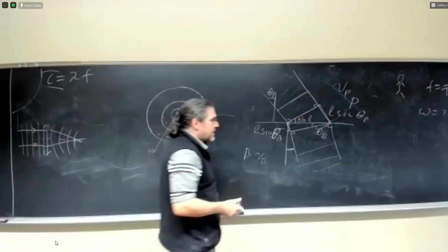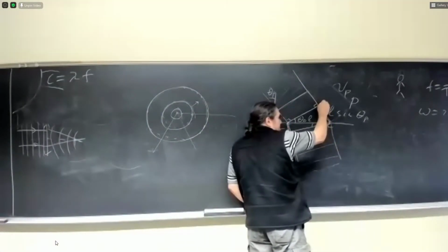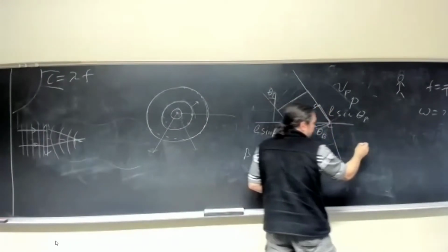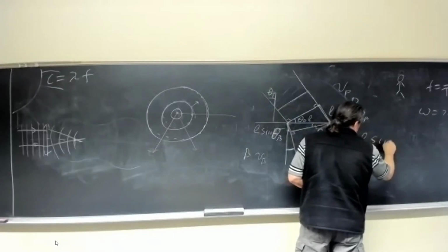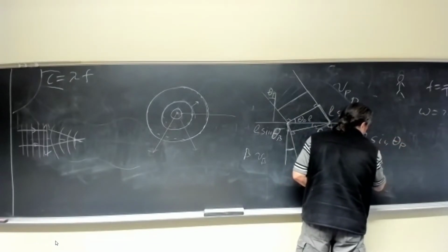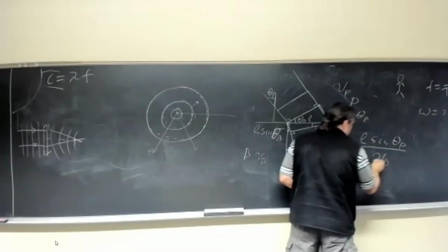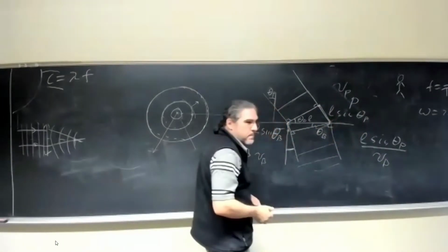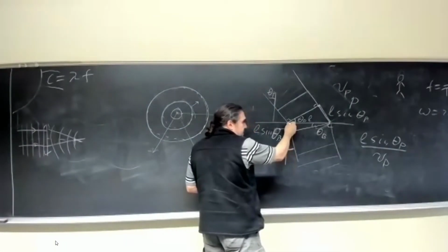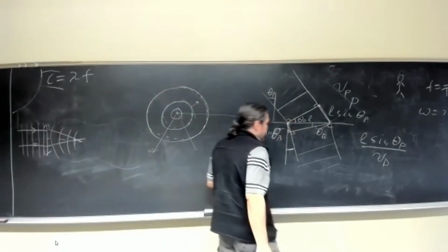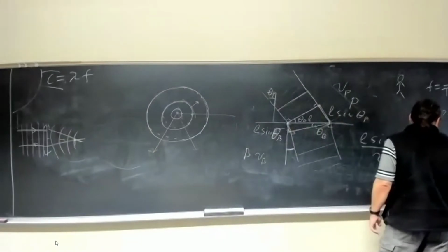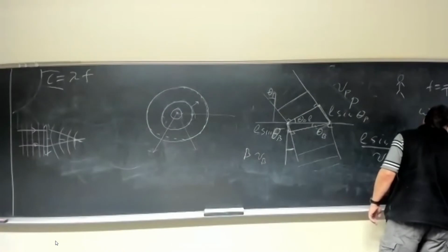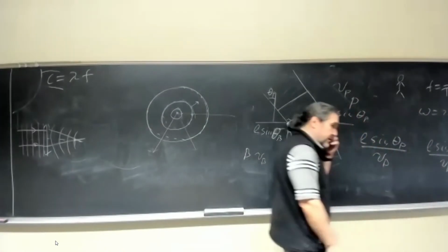Yes. So that point of the wavefront propagates to here, up to here. It takes time, L sine theta p divided by Vp, right? That's the time to propagate of the wavefront from here to here. The time for the wavefront to propagate from here to here is L sine theta b divided by Vb, right?